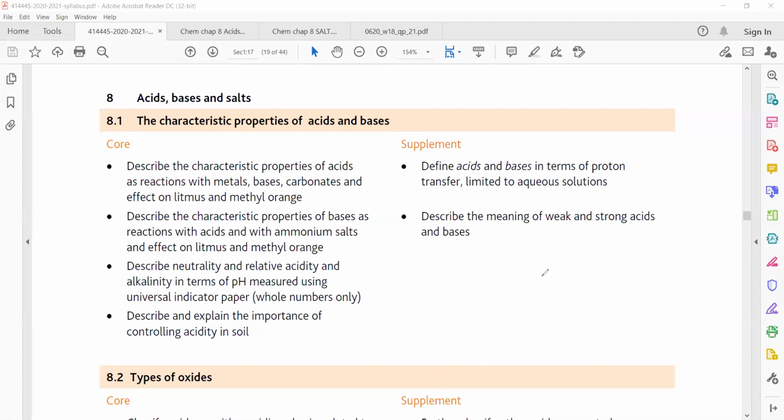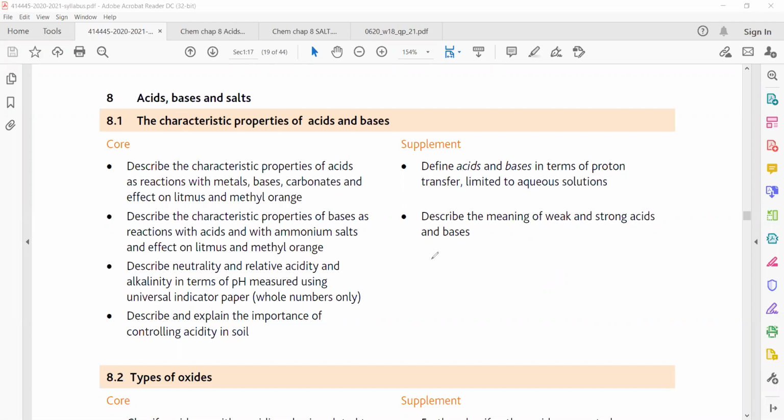Topic 8, which is about acid, base, and salt. This is a very important topic. Why is it important? Because you will find salt identification questions in the past papers, in Paper 6, and every year it is there in Paper 6. So that's why this topic has greater importance. So, acid, base, and salt.